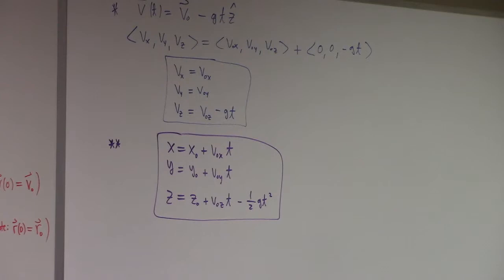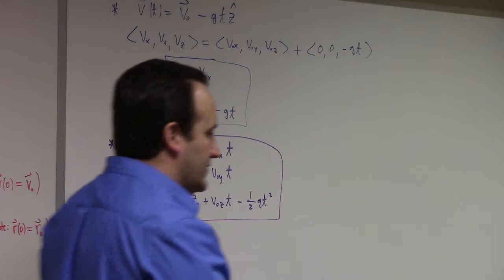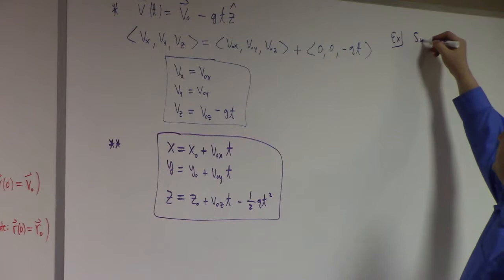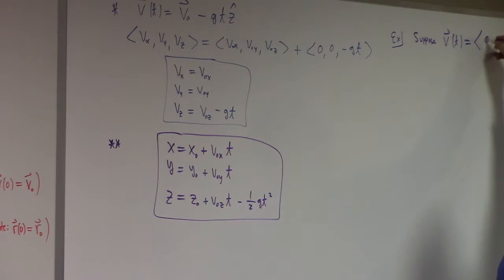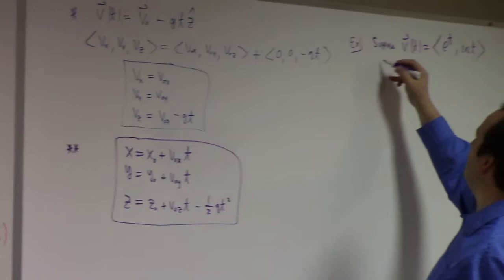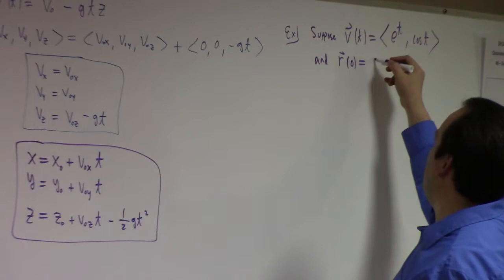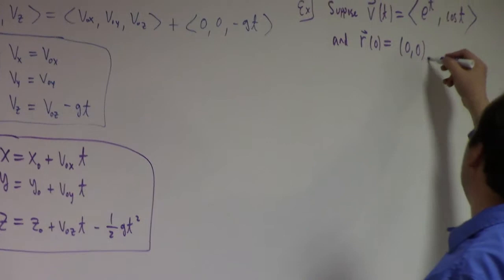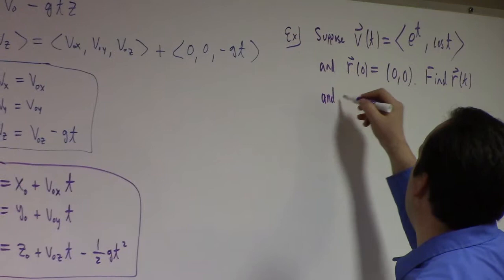Now, of course, we could work more mathematically interesting examples. Here's one. Suppose the velocity at time t, I'll do two-dimensional, is e to the t, cosine t, all right? And the position at time 0 is 0, 0. Okay? Then I could say find r of t and the acceleration at time t.